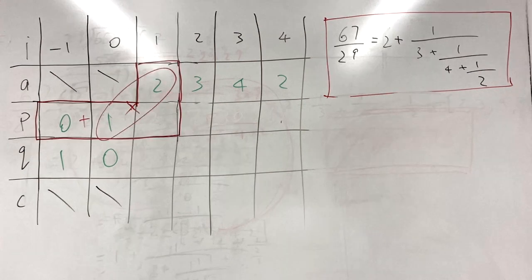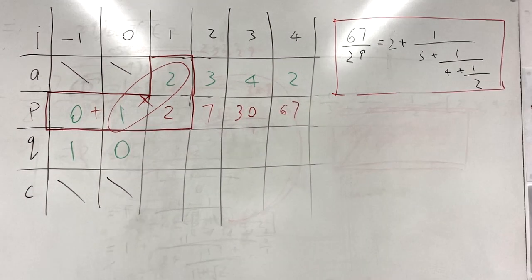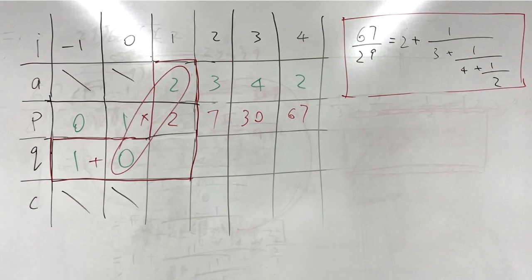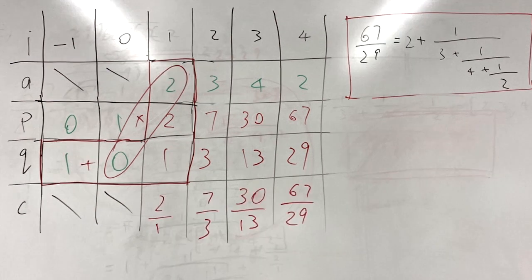From the previous equations, we can see that to get the current numerator, we need to multiply the previous numerator with the current partial quotient and then plus the numerator before that. In this case, it would be 1 times 2 plus 0. Next, it would be 2 times 3 plus 1, and so on. We do the same thing with denominators to find the current denominator. First, it would be 0 times 2 plus 1, and so on. Finally, we combine p and q to find the convergents. See how the last convergent is 67 over 29, which is the same as the original fraction.